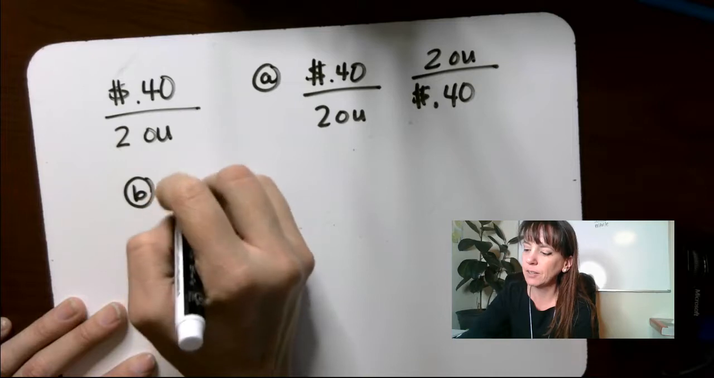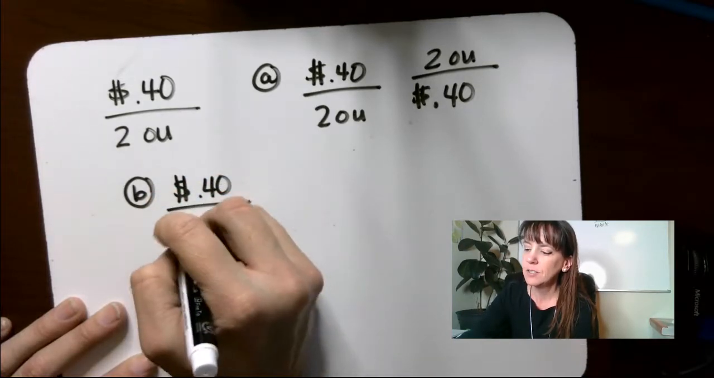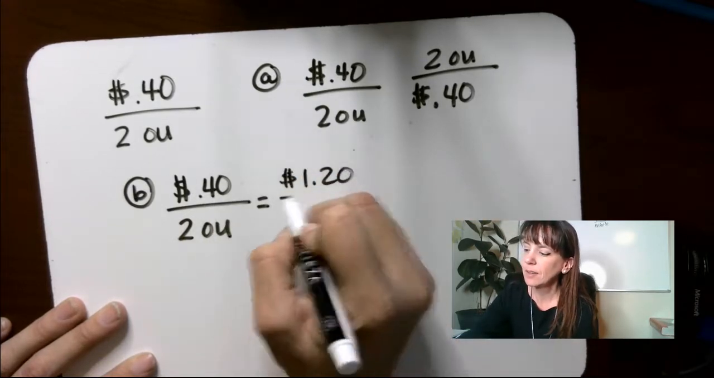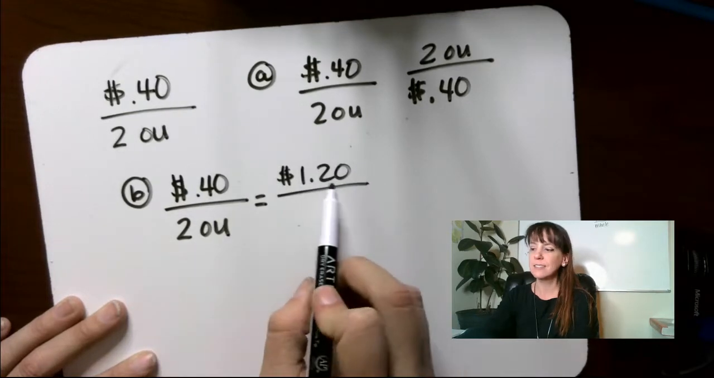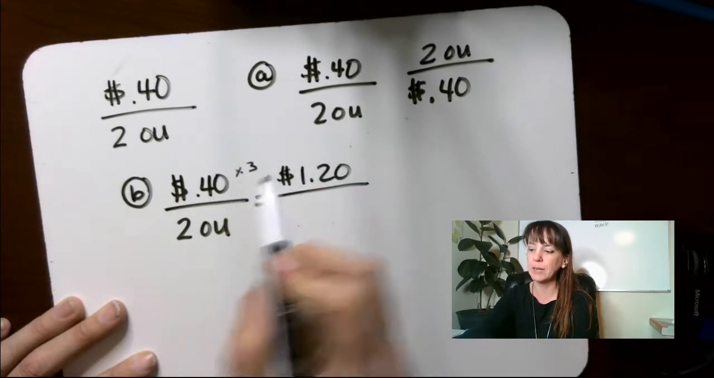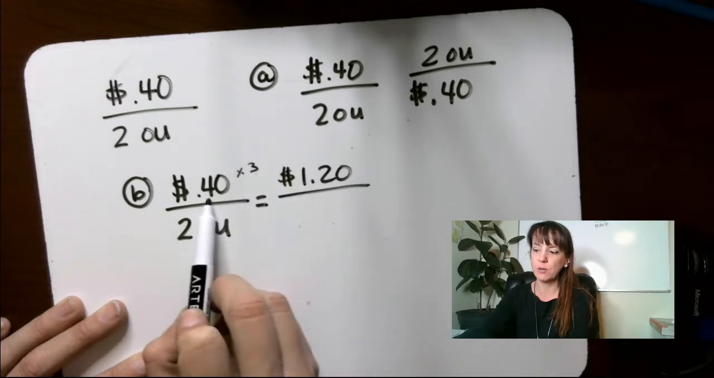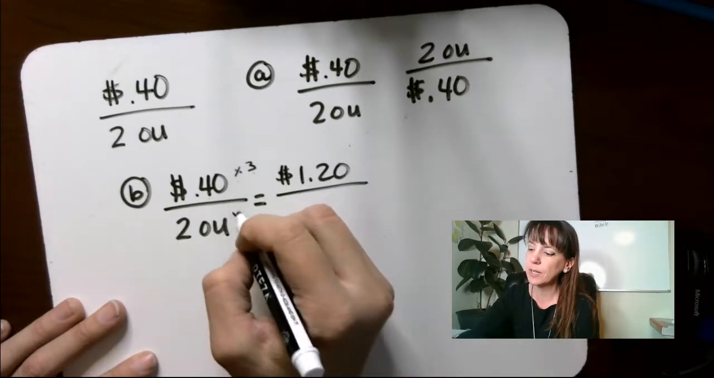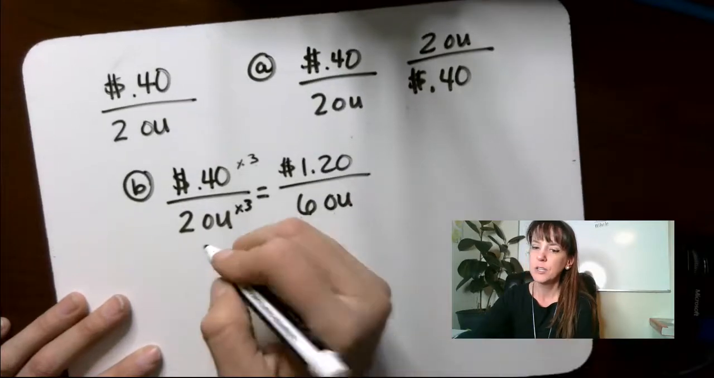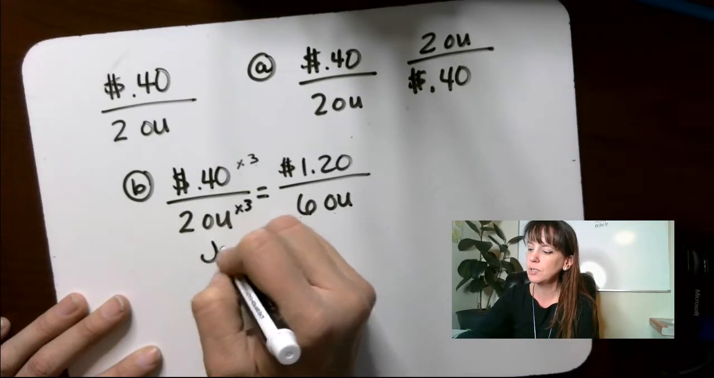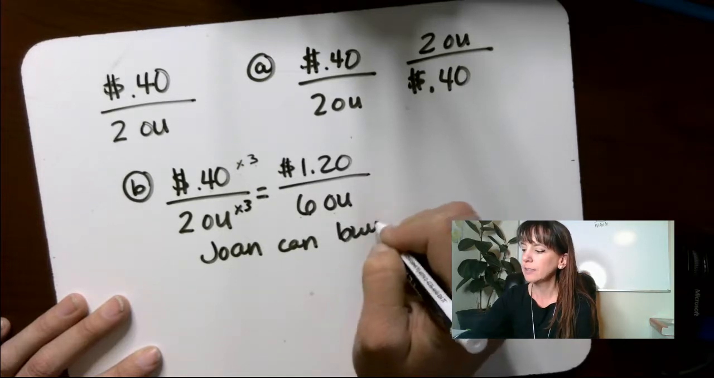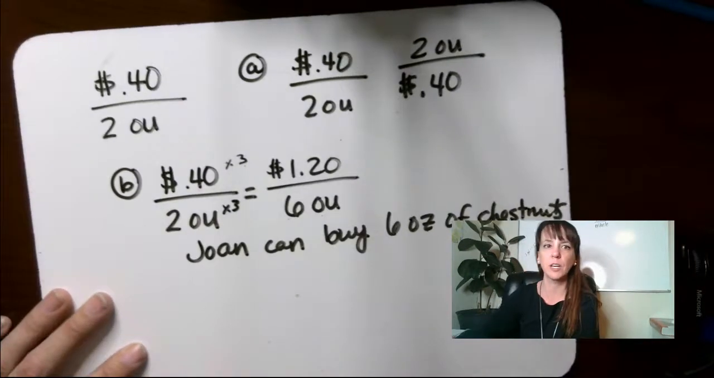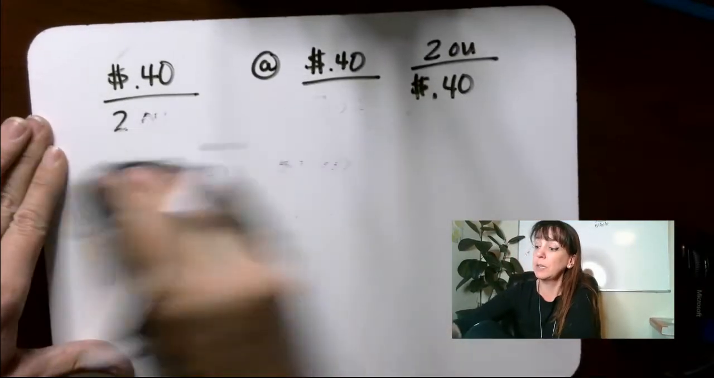All right, so let's set up our guy here, 0.40 for 2 ounces equals $1.20 for how many ounces. Now, to get from 40 cents to $1.20, I would have to multiply by 3, right? Because 4 times 3 is 12, and then you'd have 2 digits behind decimals here, so you'd have 2 digits behind decimals here. If I multiply this times 3, I got to multiply this by 3, I get 6 ounces. So Joan can buy 6 ounces of chestnuts. Good. Keep that in mind. You need to write your complete sentence, okay?